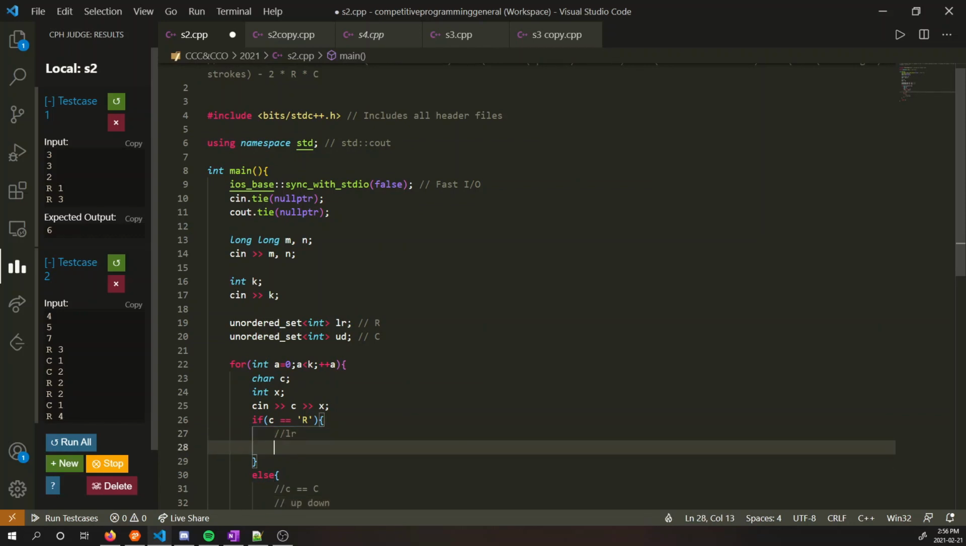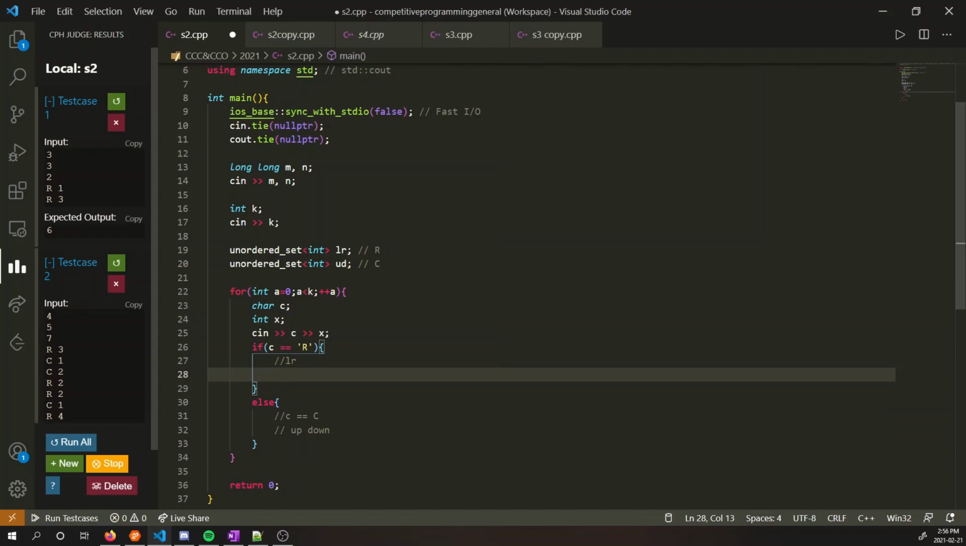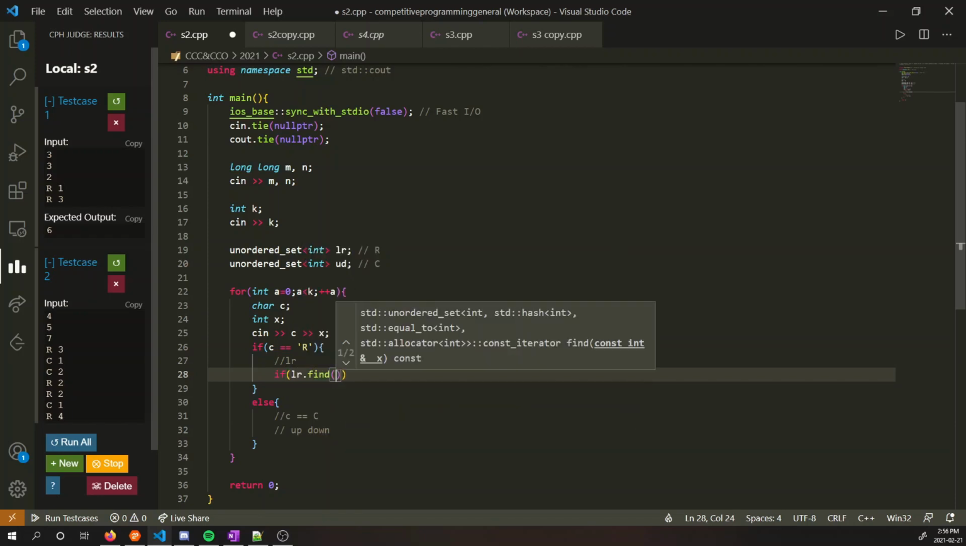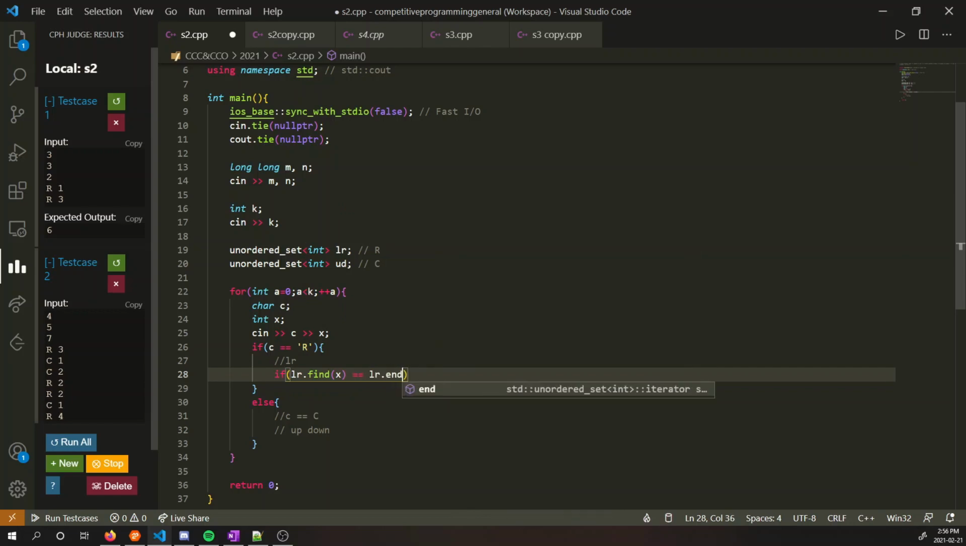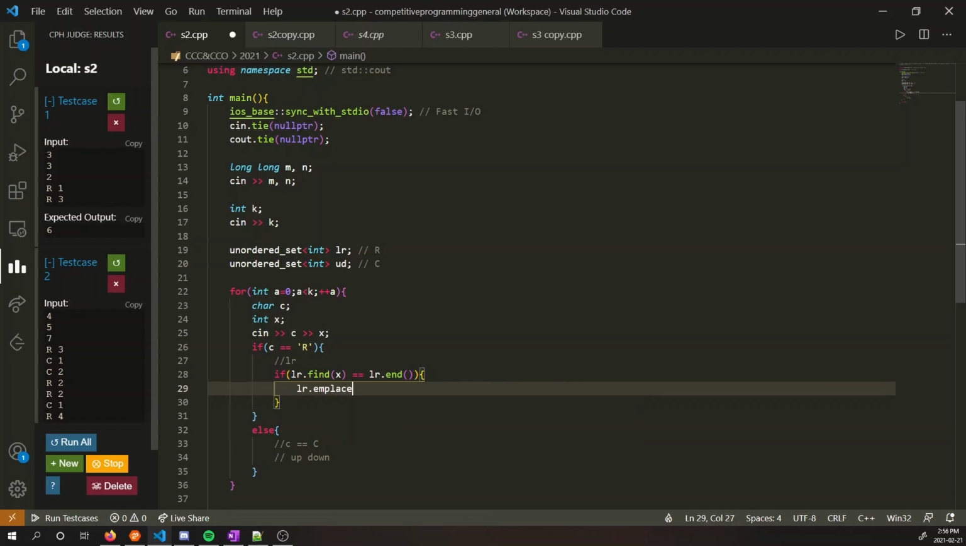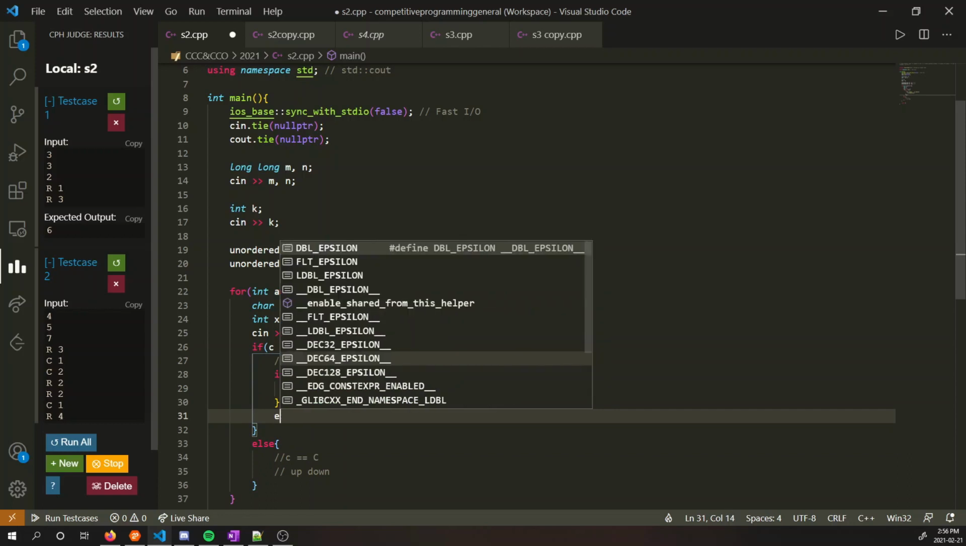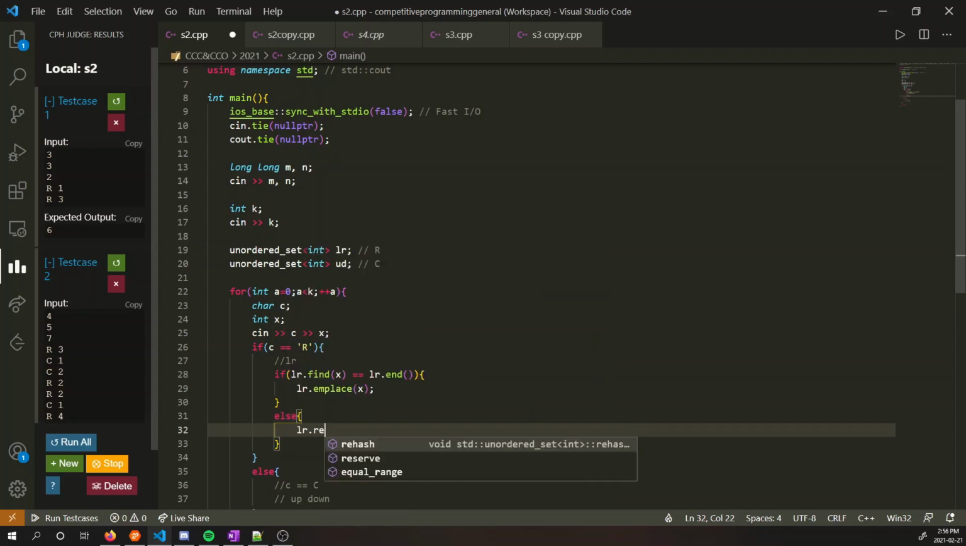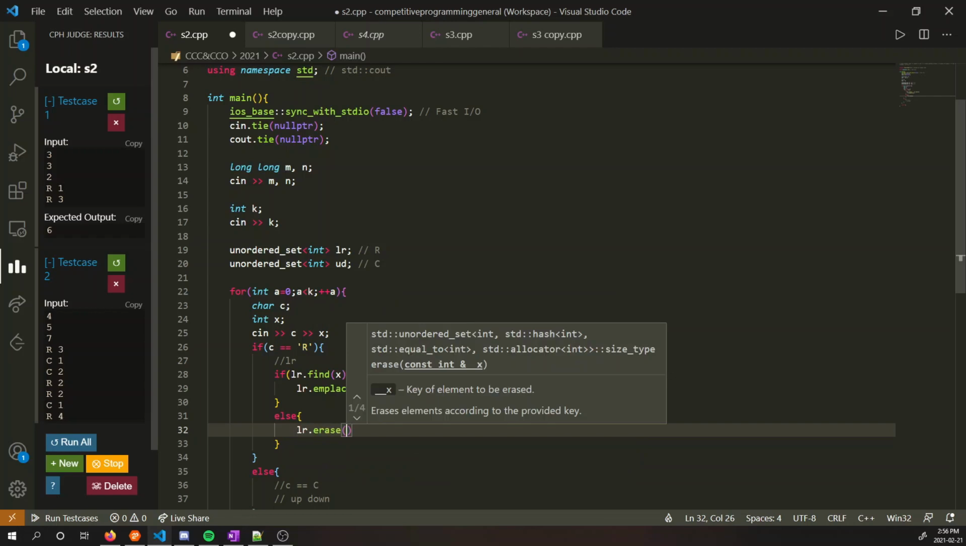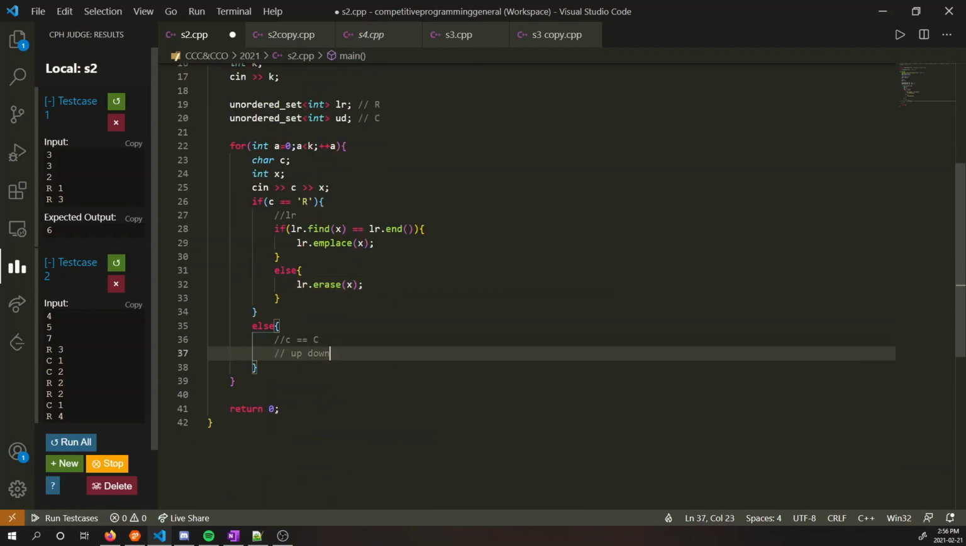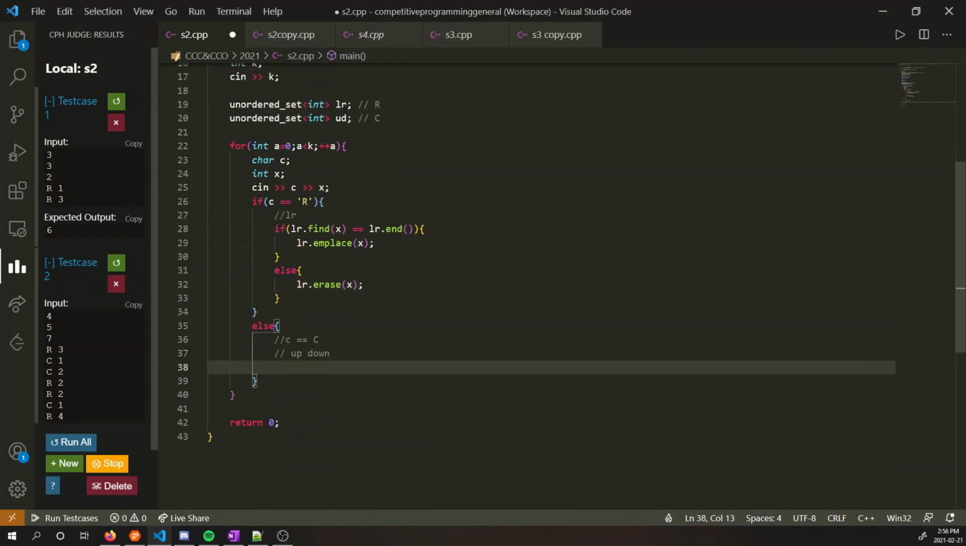Now the code inside here, both of these are going to be very similar. For the first one, we want to check to see if that stroke already exists first. So we're going to see if lr.find of the current x equals lr.end, which means that it is not found, then we can add it in. So lr.emplace x. Now if it is already found, then we need to remove it from the set. So lr.erase x.